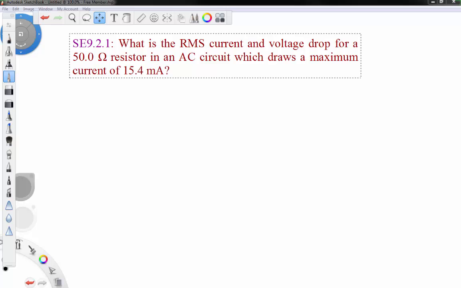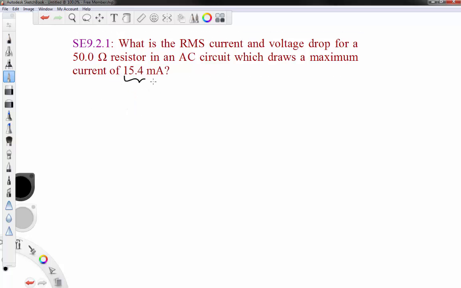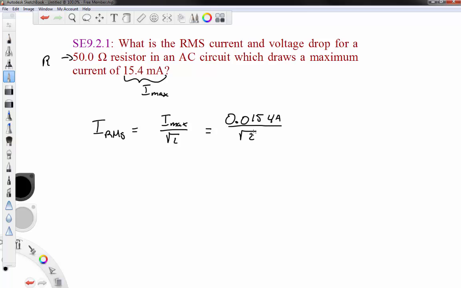Our first question is, what is the RMS current and voltage drop for a 50 ohm resistor in an AC circuit drawing a maximum current of 15.4 milliamps? So this right here represents I max. This right here represents R. Remember that I RMS is equal to I max over square root 2. So we would have 0.0154 amps divided by the square root of 2.